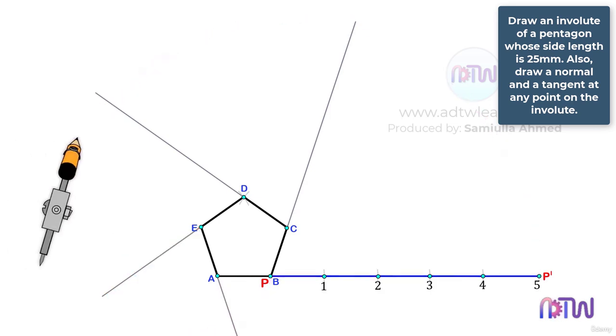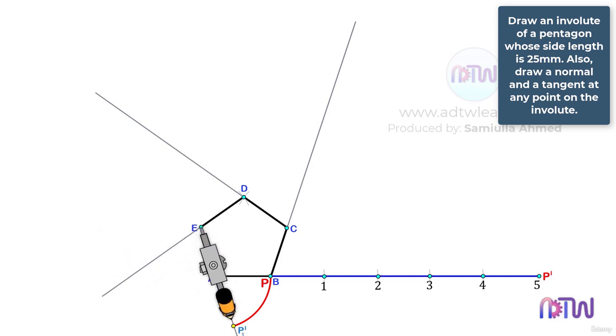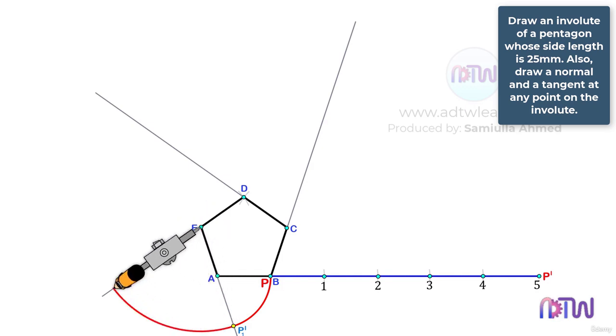Take a compass and adjust it to the length between points A and B, and using point A as a center, draw an arc from point B to this line. Label this point as P1'. Next, adjust it to the length between points E and P1', and using point E as a center, draw an arc from point P1' to this line. Label this point as P2'.